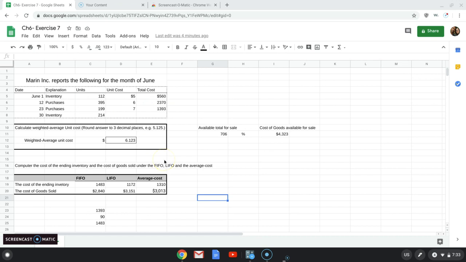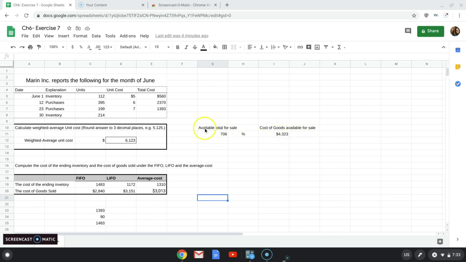So the first thing we're going to see, the question here, is to obtain the weighted average unit cost. So we want to know what is the average of the unit cost for this month or for this report. Okay, so how are we going to find this? We're going to do a division between two items: the available total for sale and the cost of goods available for sale.